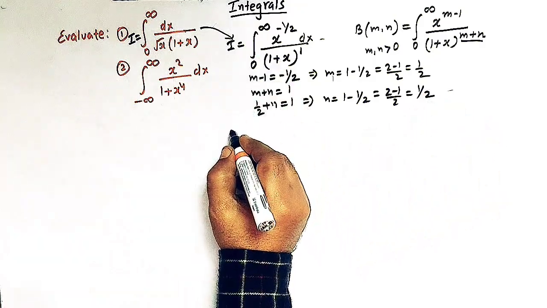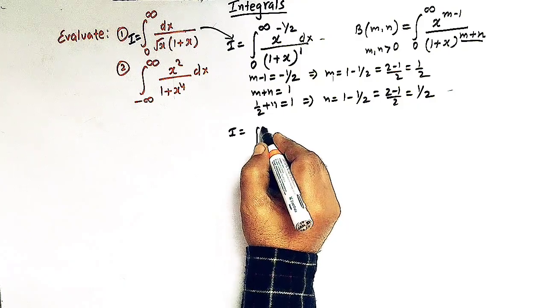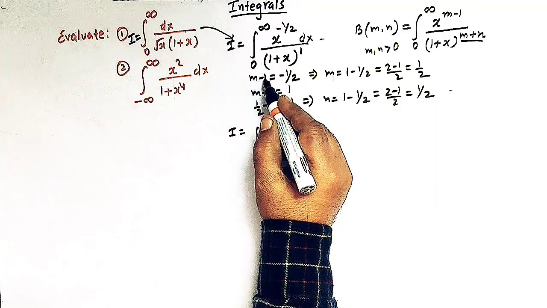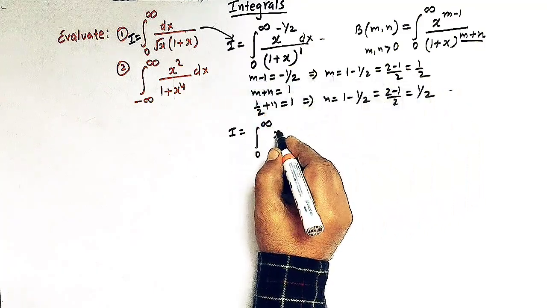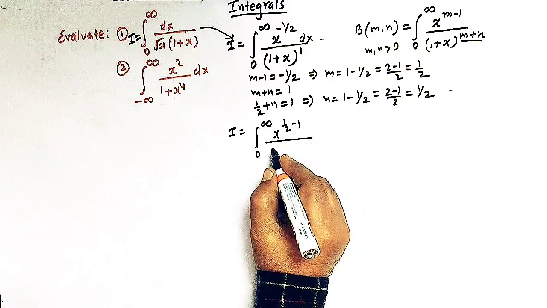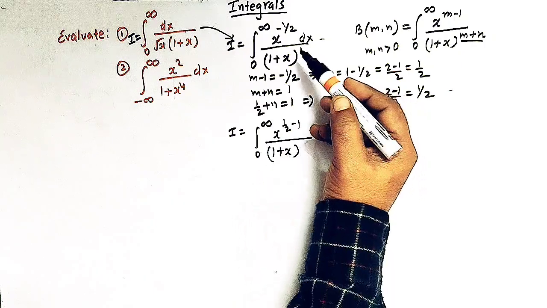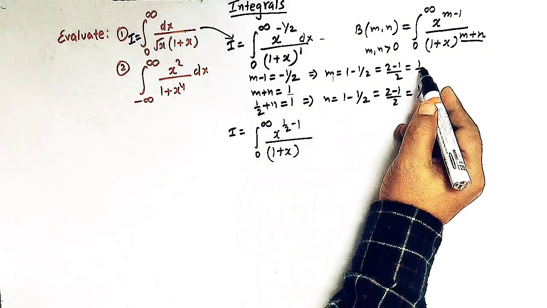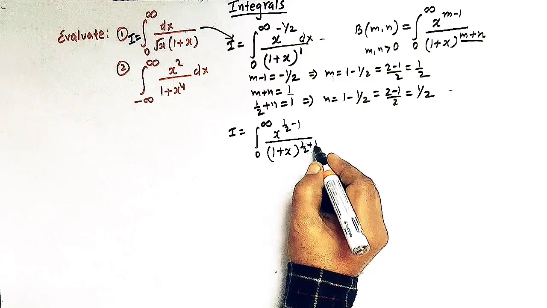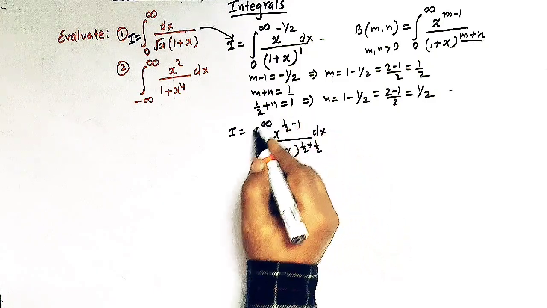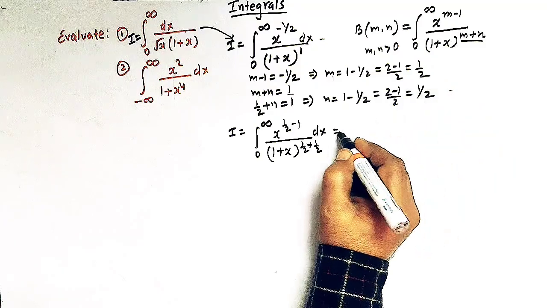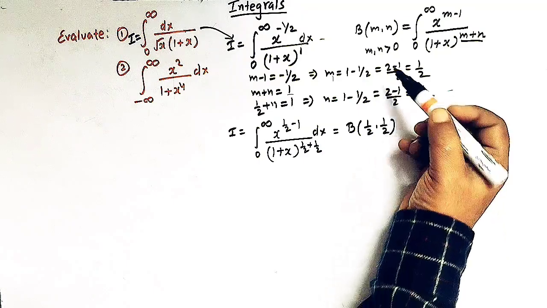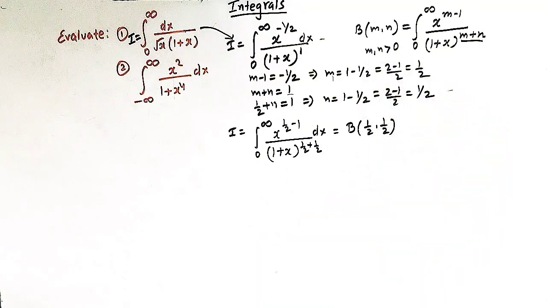So now this integral I can now be written as 0 to infinity, and x raised to minus half can be written as m minus 1, and m is half. So we have half minus 1, and here we have 1 plus x raised to 1. Now 1 can be written as m plus n, right? So m is half and n is also half. So we have half plus half, right? So now this integral is of this form. So we can now write this as beta half comma half, and obviously half and half are greater than 0.